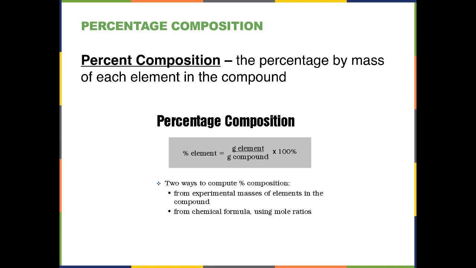Now there are actually two ways to calculate the percentage composition. First of all, and the easiest way is actually at the bottom here. It's from the chemical formula of that substance. If you have the chemical formula, you can use the mole ratios, which I'll show you in just a minute, and calculate the percentage composition of each substance. The other way to do that is if you don't have the formula, you can take the experimental masses of each element and divide it by the total for the compound. So I'll show you examples of both of these as we go along.